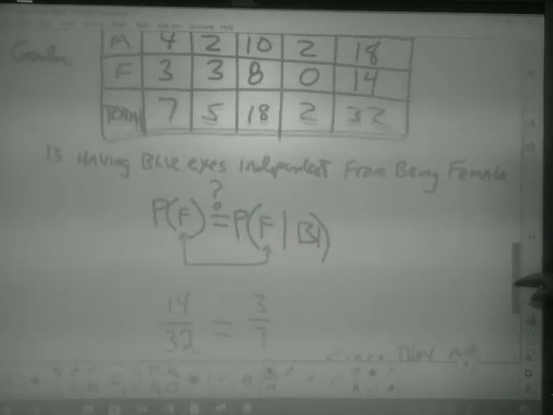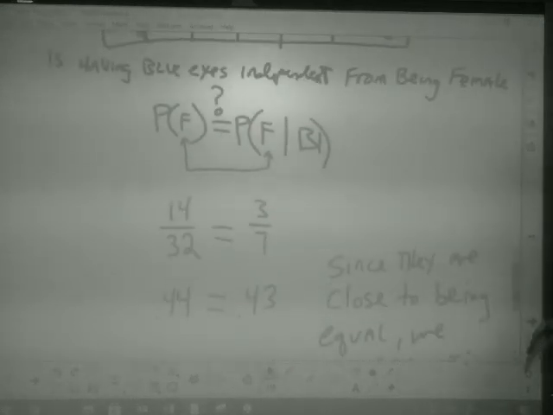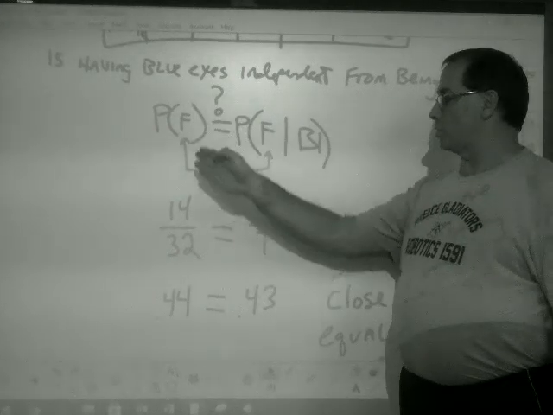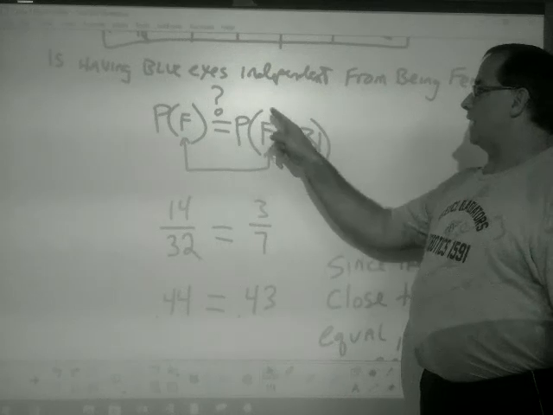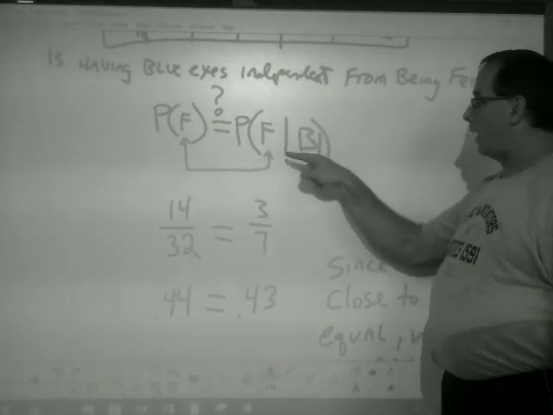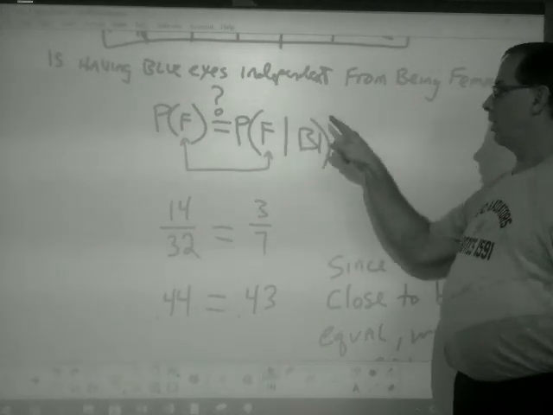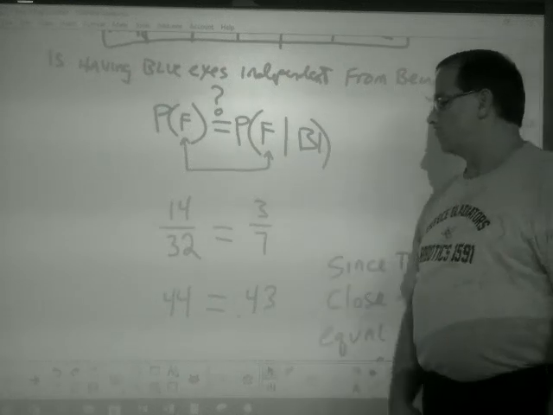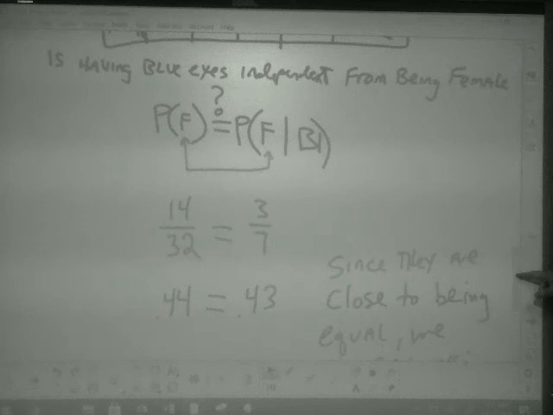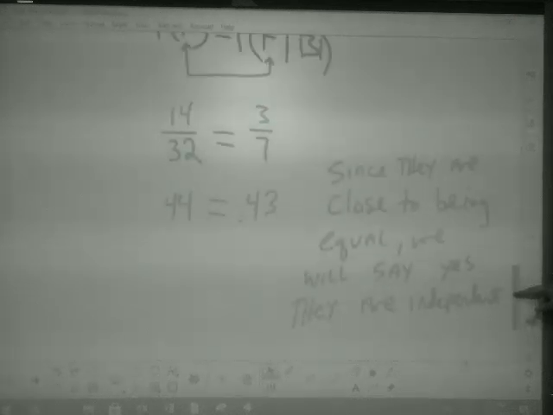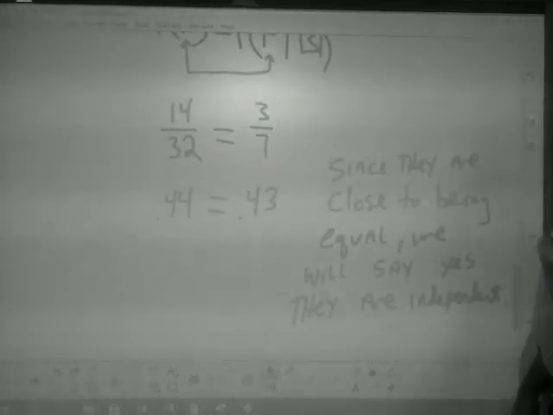So again, the test for independence is purely a math formula: is the proportion of the one group the same as the proportion of that same group, but now out of the other variable of blue eyes? So that's pretty close. And so since they are close to being equal, we'll say that they are independent. And that's the test for independence.